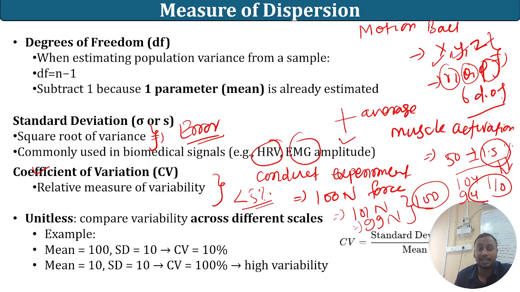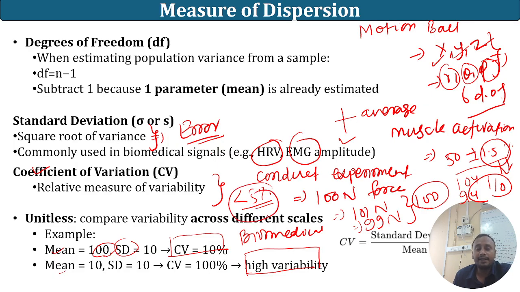So this variable tells us the relative measure of variability. It means we can compare variability across different scales. Let's say the mean is 10 and the standard deviation is 10, so the coefficient of variation is 100%, which is high variability. Whenever we have biomedical data, it is always advisable to keep the coefficient of variation below 5%. It should not go beyond that, unless we have very sophisticated data that we can't control, or something with low impact.